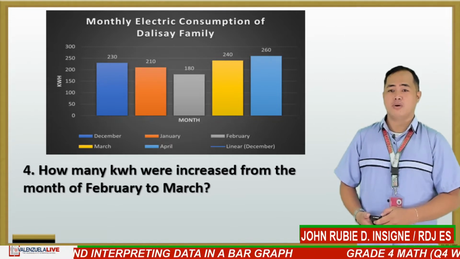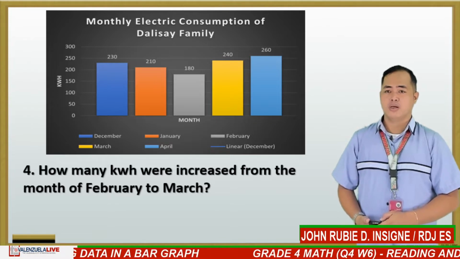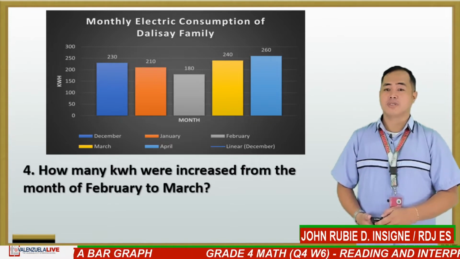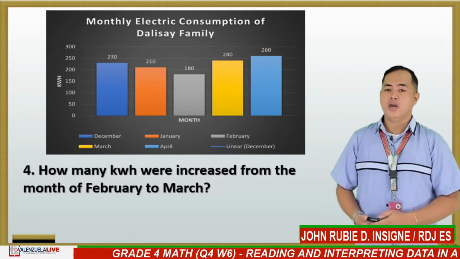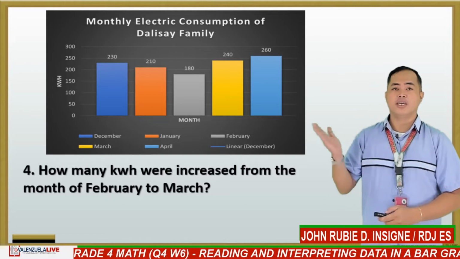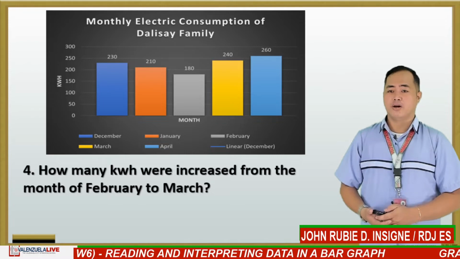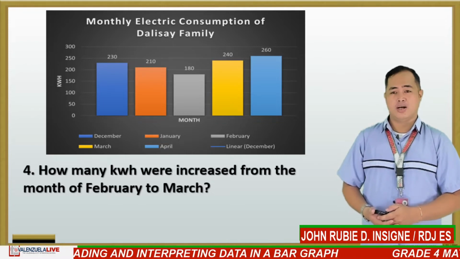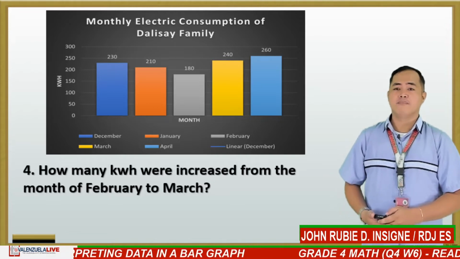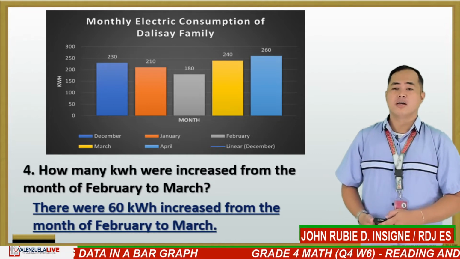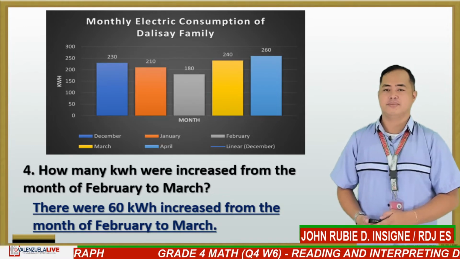How many kilowatt hour were increased from the month of February to March? To solve, subtract kilowatt hour consumed in February, which is 180, from March, which is 240 kilowatt hour. 240 kilowatt hours minus 180 kilowatt hours equals 60 kilowatt hours. Therefore, there were 60 kilowatt hours increased from the month of February to March.